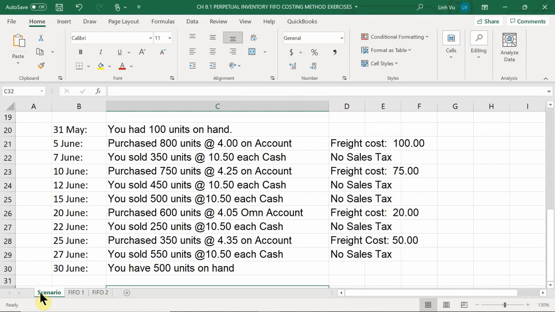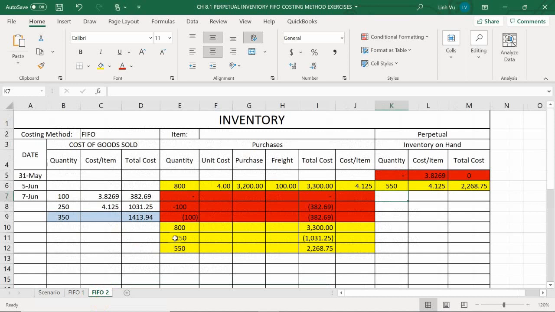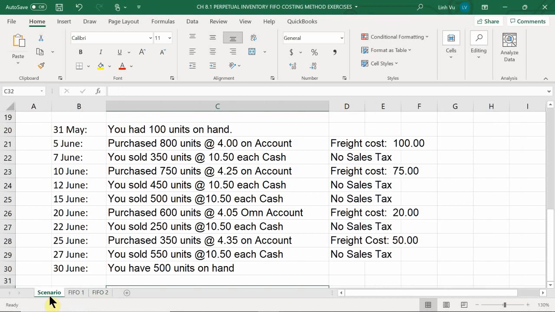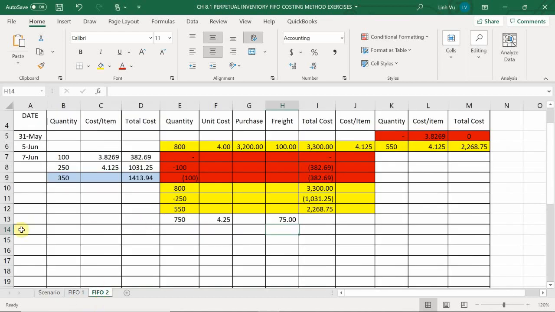All right, so now that we sold the batches of inventory on June 7th, on June 10, we end up purchasing 750 more units at $4.25 each with a freight of 75. So 750 at $4.25 with a freight of 75. And this was on June 10.